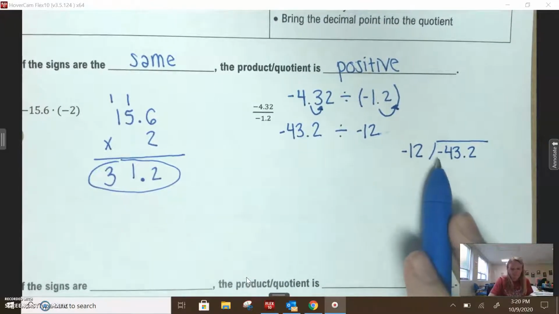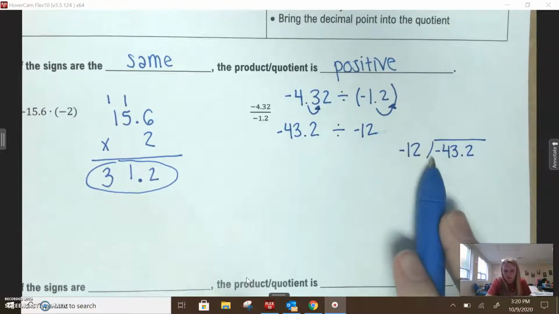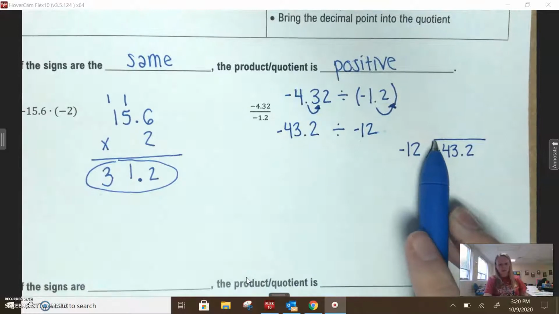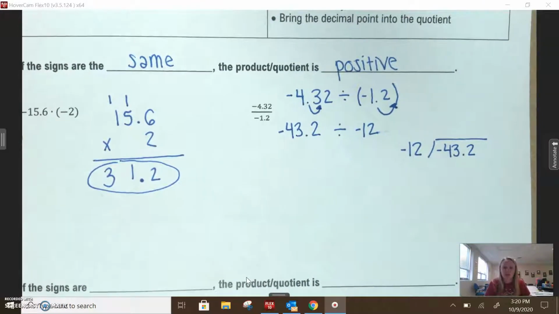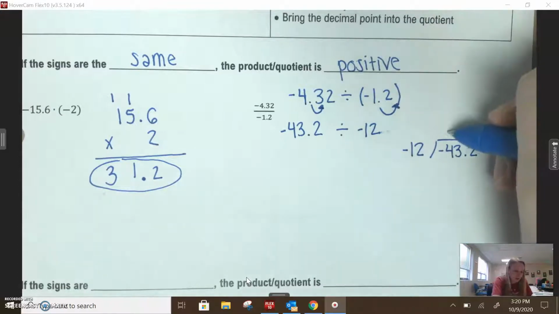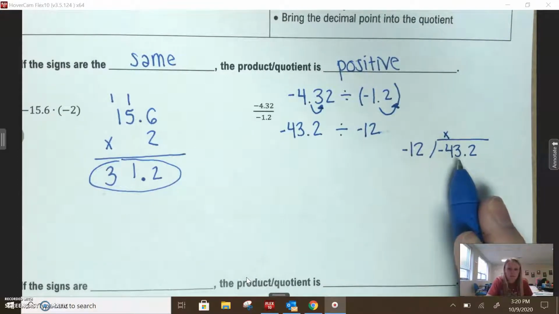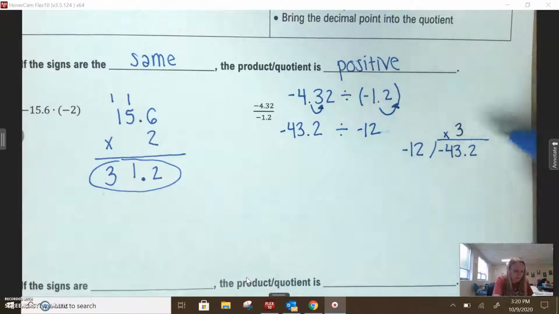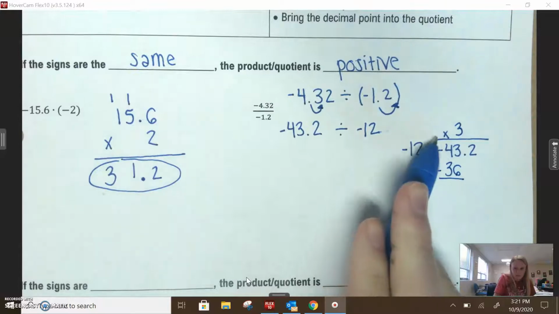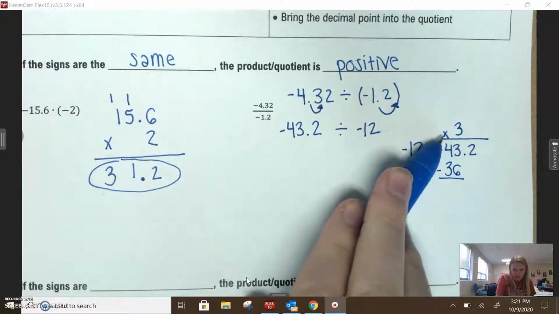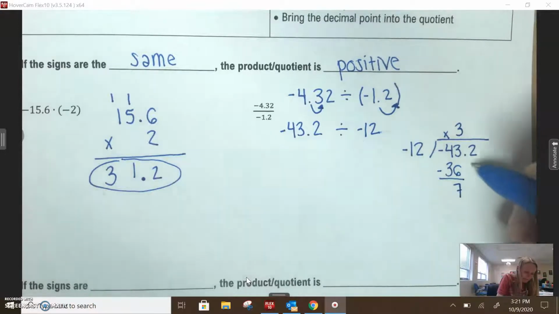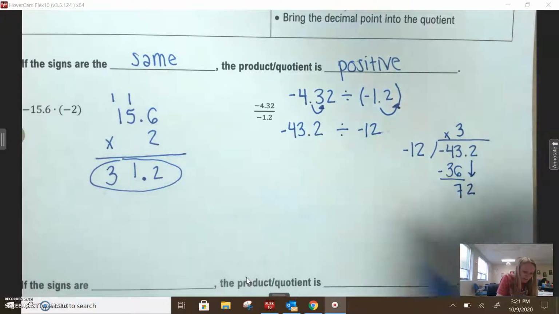Now, same thing as before. I'm just going to ignore the negative signs. If it helps you just to ignore them or not even put them on there for now, that's fine. You just have to make sure that you check your answer when you're finished. So 12 can't go into 4. But 12 can go into 43 3 times. So 3 times 12 gives me 36. Once again, I'm ignoring the negative. 43 minus 36. Okay, that's going to give me 7. I'll bring down my 2 here.